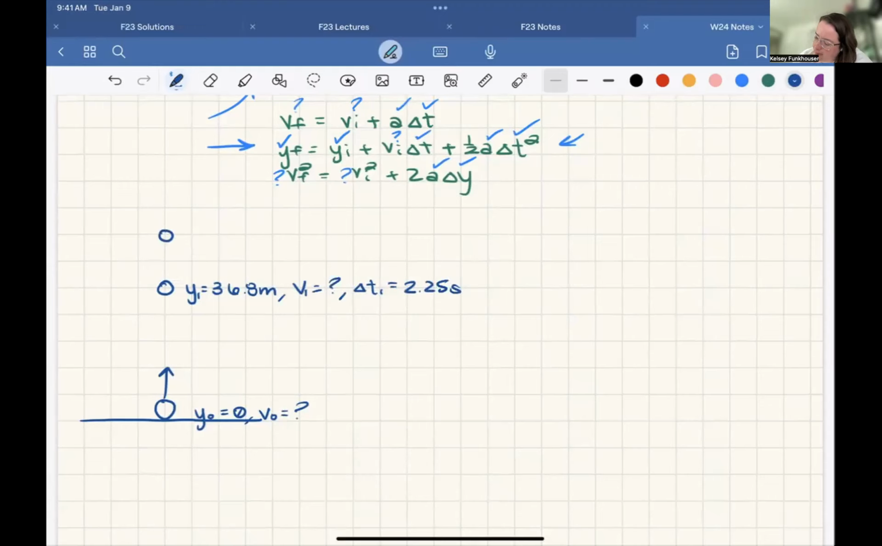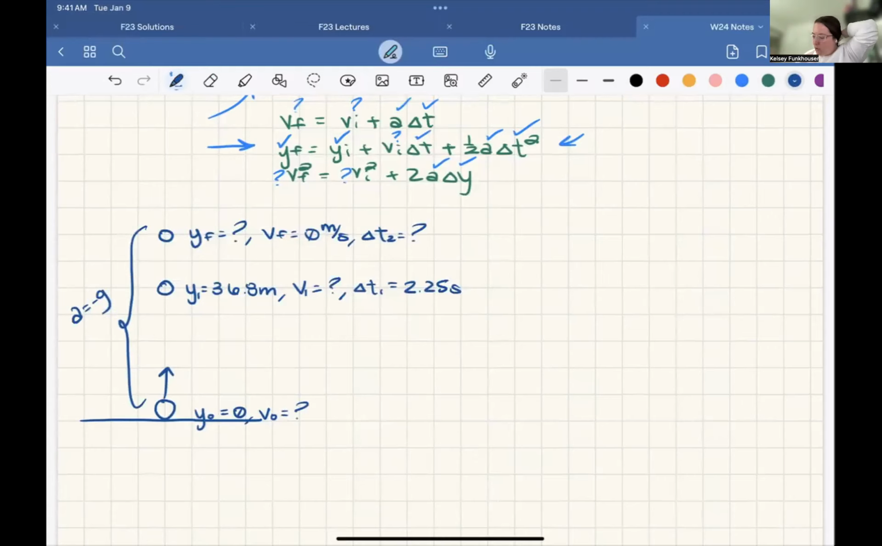And then there's some other point where we have y final, and we don't know what that is. We know that velocity will be 0, because that is what happens with this sort of motion: we give it an initial velocity, it goes up as high as it can until its velocity is 0, and then it comes back down. And we don't know how long it takes to get there either. And this whole time, acceleration is negative g.